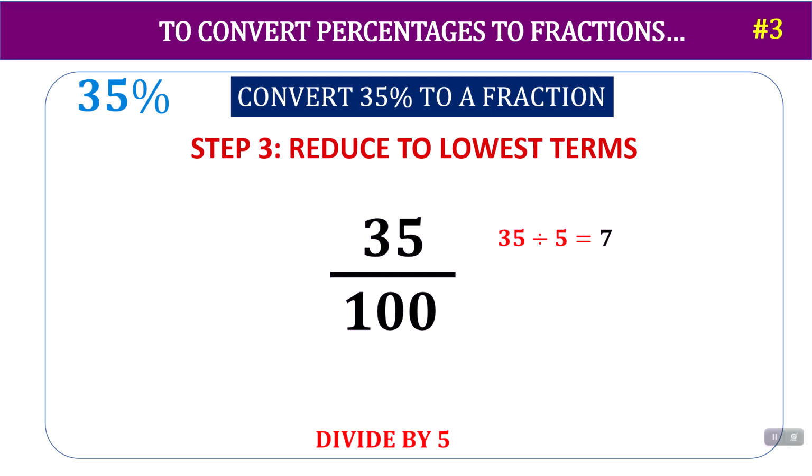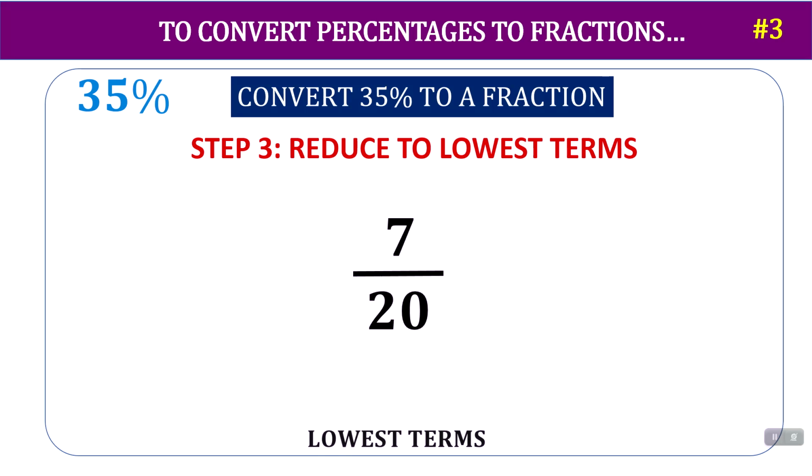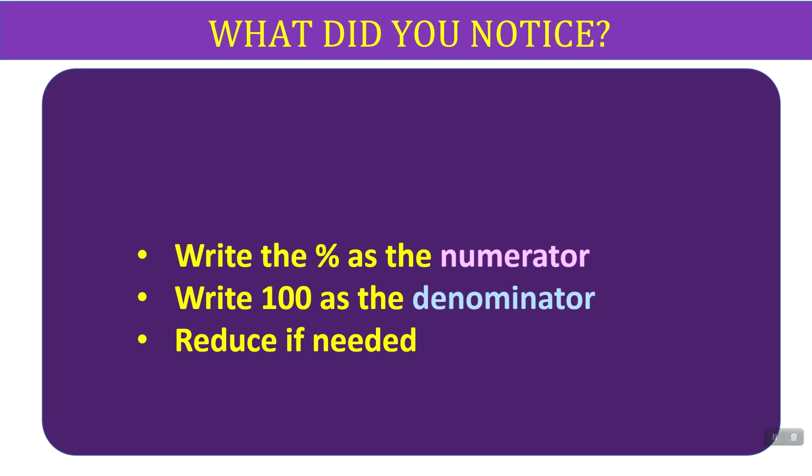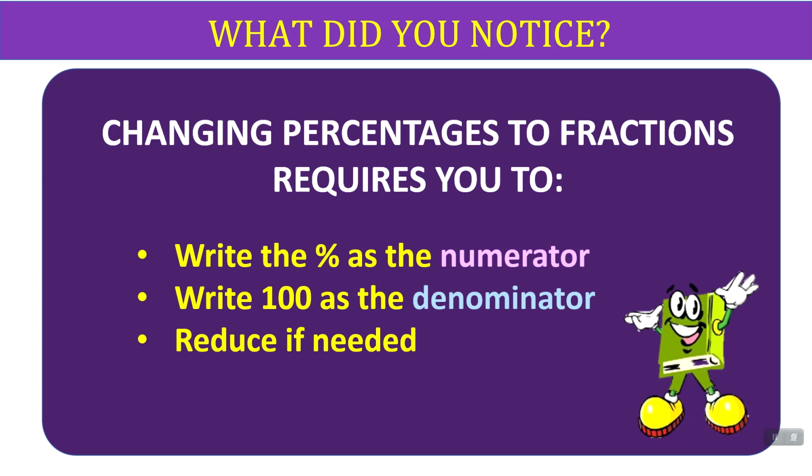35 divided by 5 is 7. 100 divided by 5 is 20. And so now we're left with 7 out of 20 in lowest terms. 35% as a fraction in lowest terms is 7 out of 20. What did you notice as we went through those problems? Changing percentages to fractions requires you to do 3 things. 1, you write the percentage as the numerator. You write 100 as the denominator every time. And then you reduce if you need to.